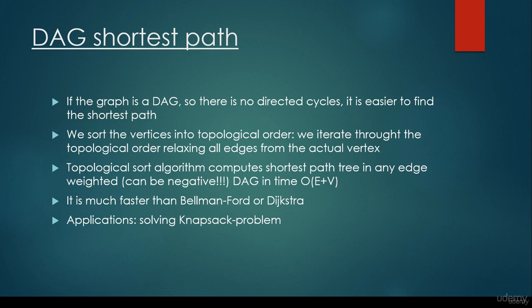So whenever we have a directed acyclic graph with directed edges and without any cycles, it is definitely worth using the DAG shortest path algorithm. And an application is, for example, solving the knapsack problem, or lots of problems can be transformed into a directed acyclic graph where we have to find the shortest path. And in these situations, we can use the DAG shortest path algorithm.